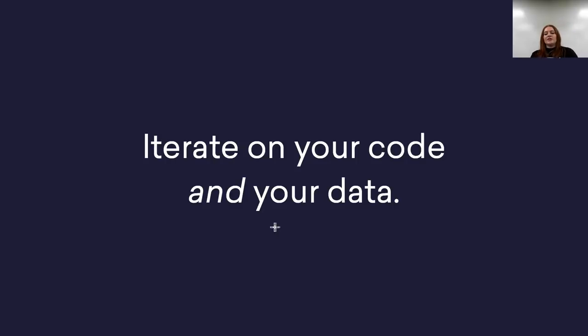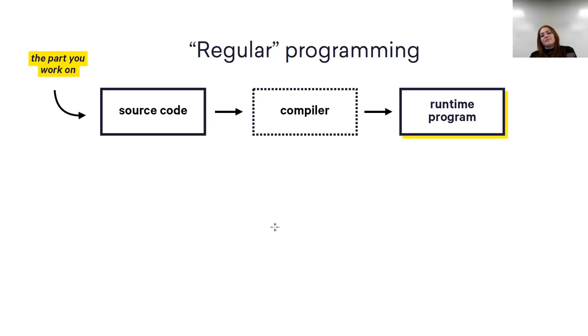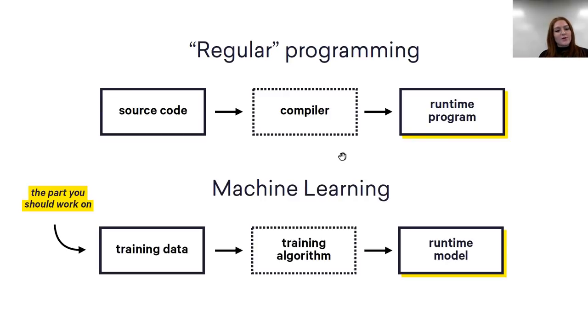Like, the data is just as important. So as we see here, that's the normal type of programming. You work on the source code, you compile it, and get your runtime program. You don't like something about your program, so you go back, change the source code, compile it, and so on. That's a pretty standard workflow.